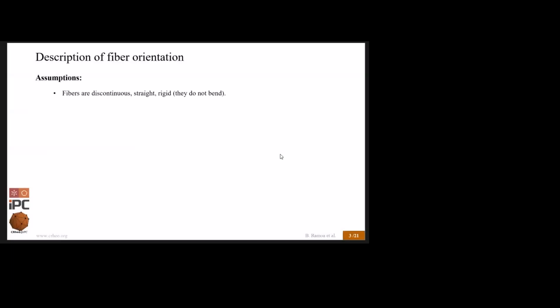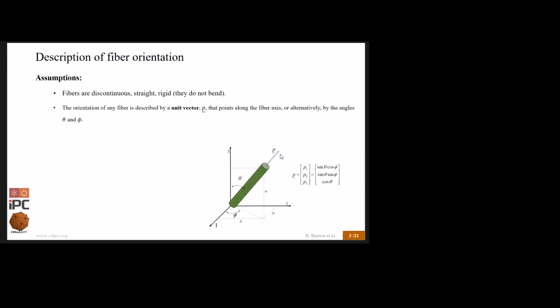So let's start with some assumptions. We don't want to model continuous fibers. I work with injection molding, so we are interested in short fibers that are straight and rigid, and we need to describe mathematically how orientation is classified. There are usually two ways to do this. You can have a pair of theta phi angles classify the orientation of the fiber, or a unit vector p that is aligned along the fiber axis.